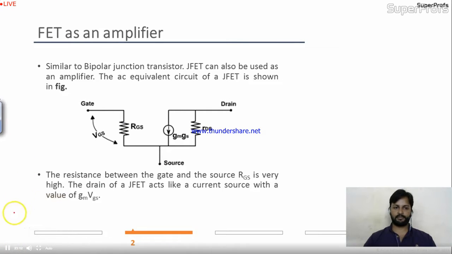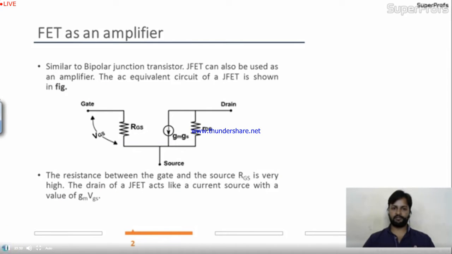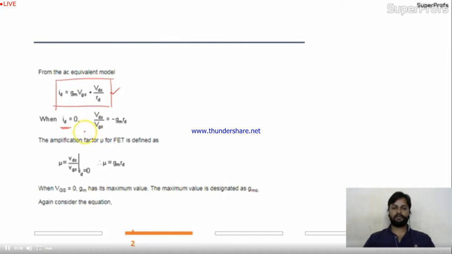Now let's come to the next one. See, from the AC equivalent model, ID is GM VGS plus VDS by RD. This is the relationship between VGS, VDS and ID by AC model of this circuit, whatever we have seen. So when ID equal to 0, your equation will be GM VGS plus VDS by RD equal to 0. So finally VDS by VGS equal to minus GM by RD.